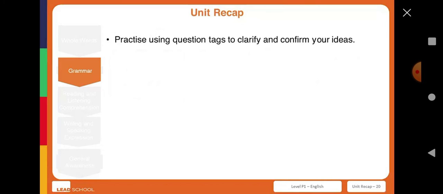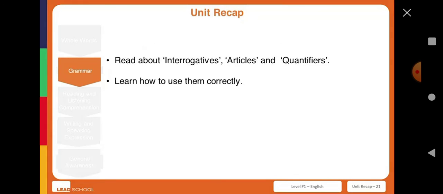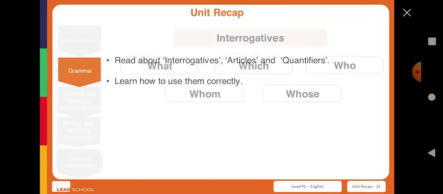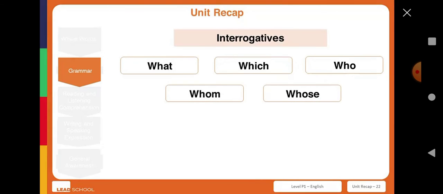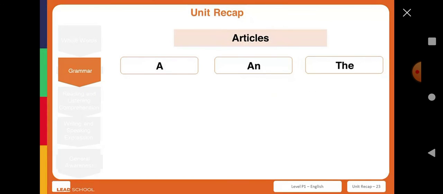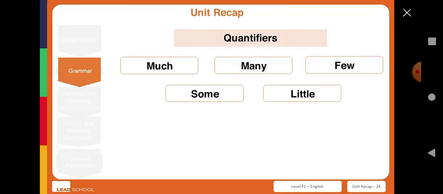Additionally, we also practiced how to correctly ask and write questions to clarify and confirm our ideas. We learned how to read and correctly use interrogatives, articles, and quantifiers. The 5 interrogatives we learned about were what, which, whom, who, and whose. The 3 articles we studied were a, an, and the. We also studied 5 quantifiers that were much, many, few, some, and little.